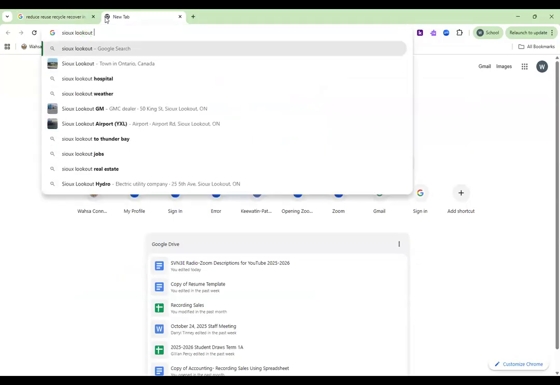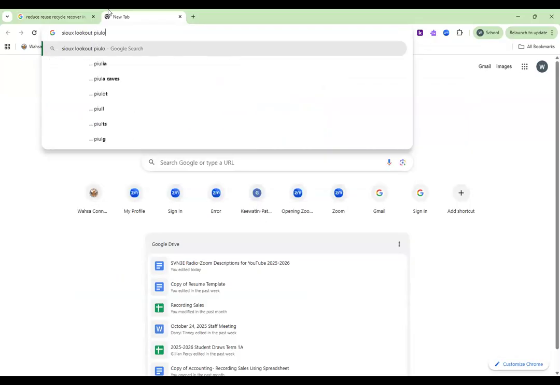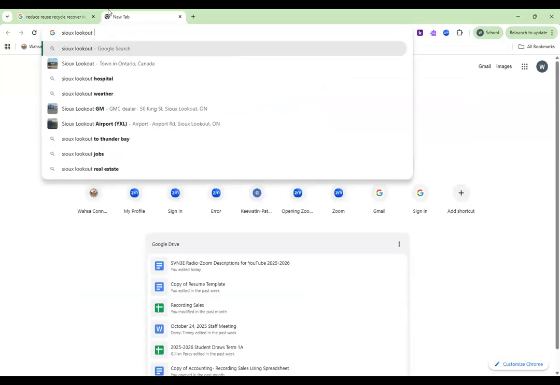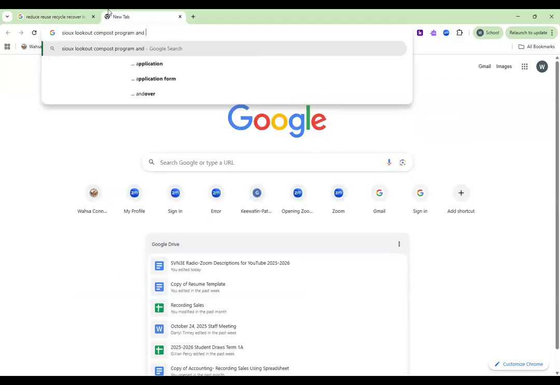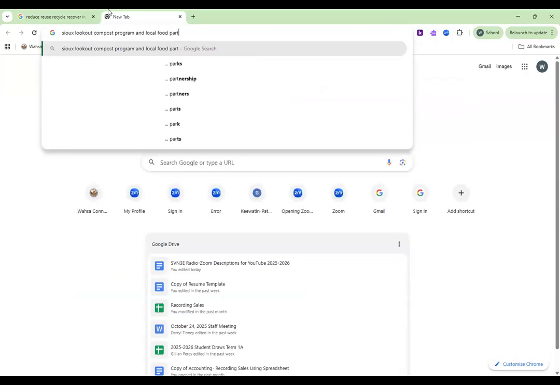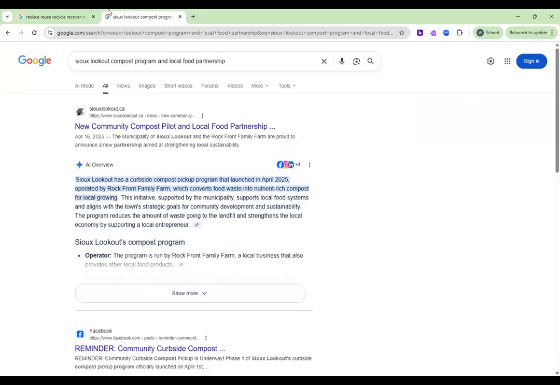Sioux Lookout. I'm going to show you that. Pilot compost program and local food partnership. This is very exciting. This just came out last year. So we're just going to look at that.